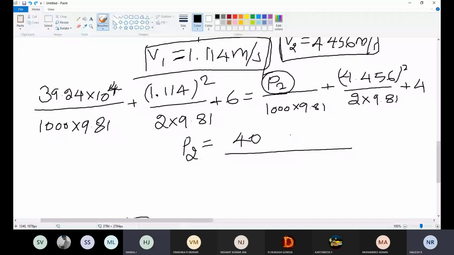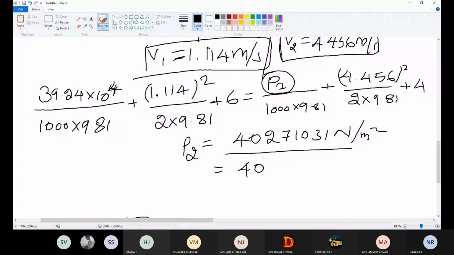No, sir. We have to divide by 10 power 4. First you tell me in terms of meter square. 402710.31 Newton per meter square. So if I take 40.27, it will be in terms of centimeter square.